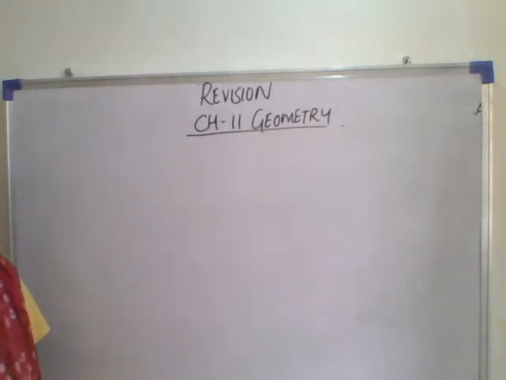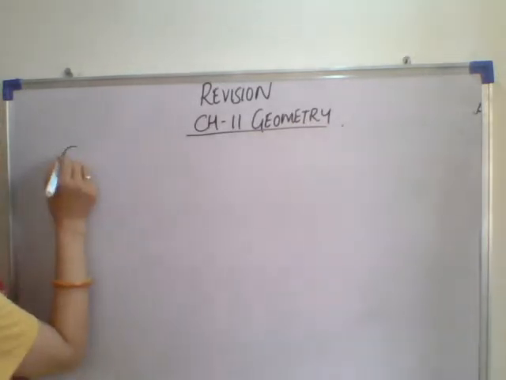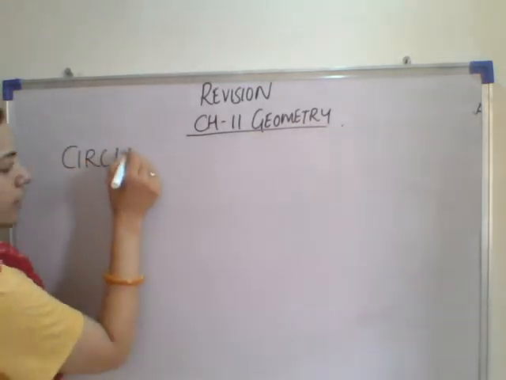These definitions may come in objective form because we can't give you questions like draw a circle or measure 5 centimeter of radius. So the definitions you have to learn. From geometry the definitions will shortly be coming. The definitions you must know. Today we will be starting with circle.